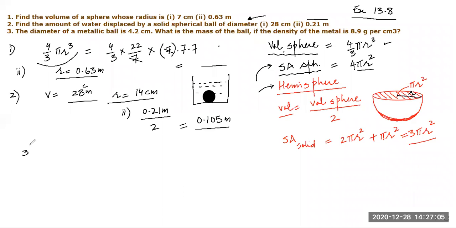Then comes the third sum. Now it says the diameter of a metallic ball is 4.2 centimeter. This is a metallic ball. The diameter is 4.2, so what will be the radius? 2.1 centimeter, right? What is the mass of the ball if the density of the metal is, very interesting question, this density, rho, is equal to 8.9 gram per centimeter cube.